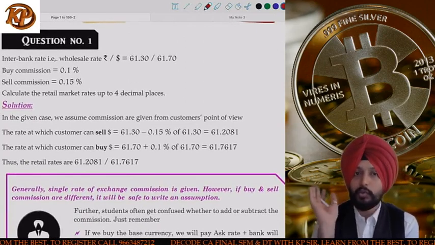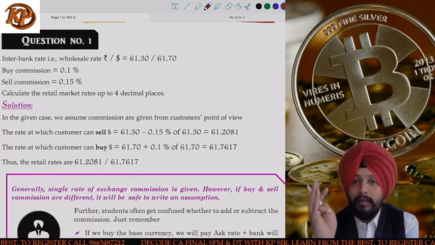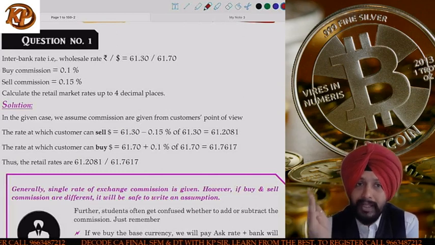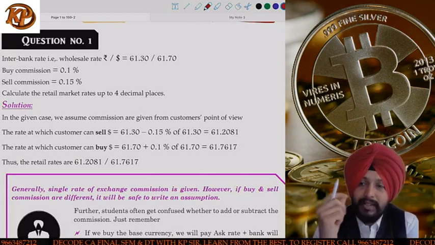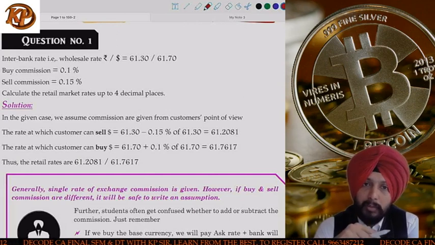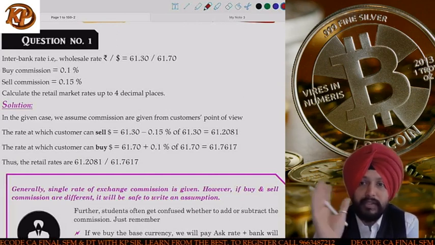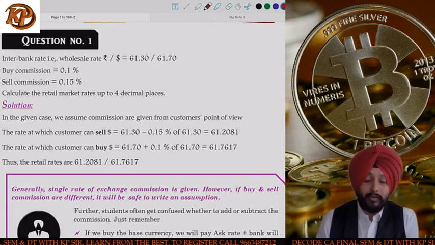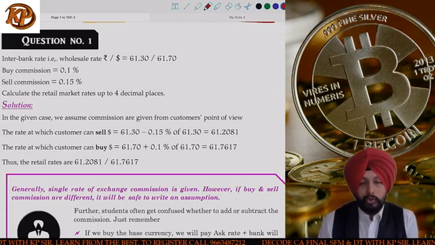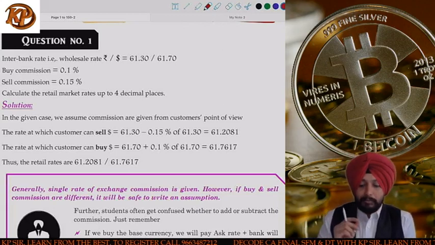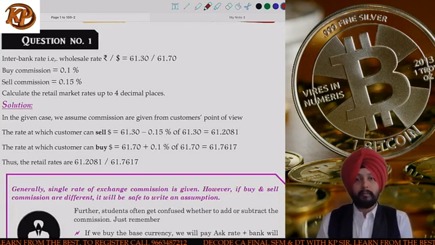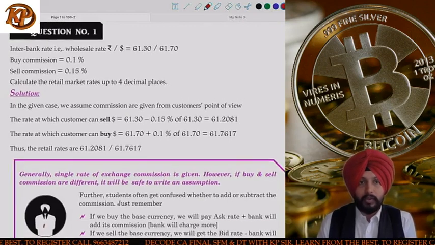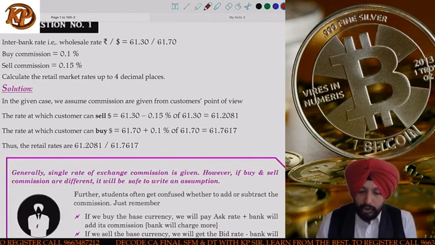Question number 1. One thing I told you is, you have to find out the interbank market rates. To the interbank market rates, we load the margin and we calculate the retail market rates. Is it always that we have to calculate retail market rates? No. You need not calculate the retail market rates always. Most of the times it is given, but sometimes you have to be careful with the language. If interbank market rates are given, then yes, you will have to calculate the retail market rates. Okay, let's look at question number 1.